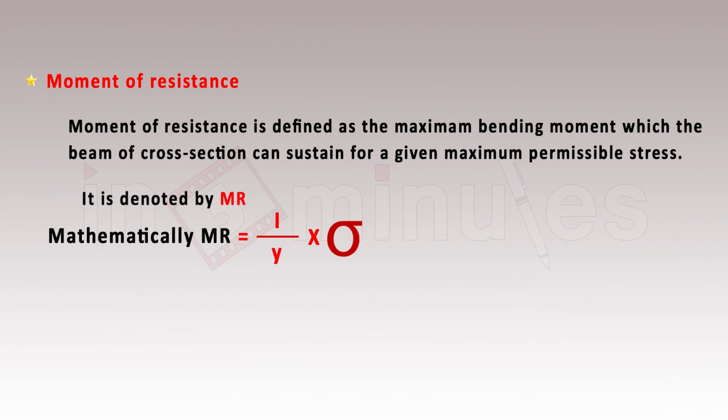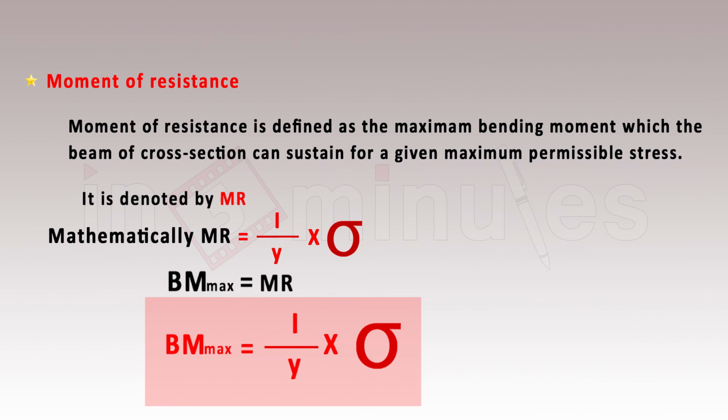So if a beam is subjected to a bending moment which has a maximum value of BM max, to sustain the given bending moment, the moment of resistance provided by the beam should be equal to the maximum bending moment. So we have BM max is equal to I by y into sigma.